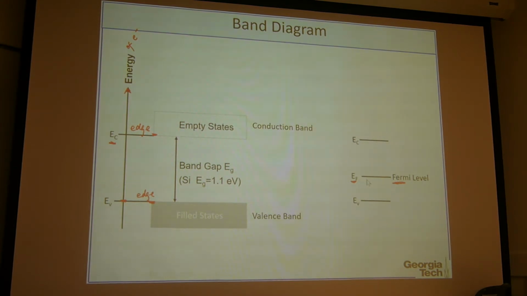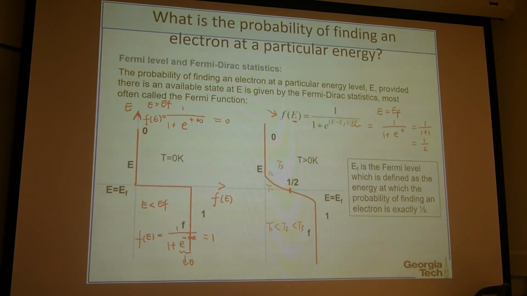valence band, and EF, which is a conceptual level we call the Fermi level, to describe the probability of finding the electron at a particular energy level. At the Fermi level, the probability is half. For other energy levels, we need to use the Fermi function to determine this probability, and the Fermi function is given here.